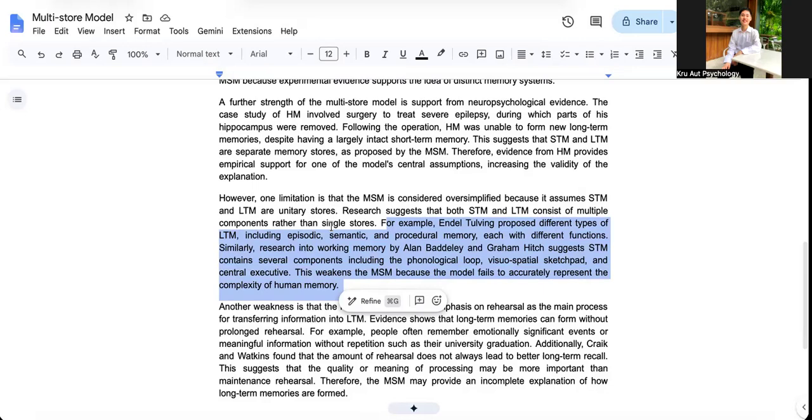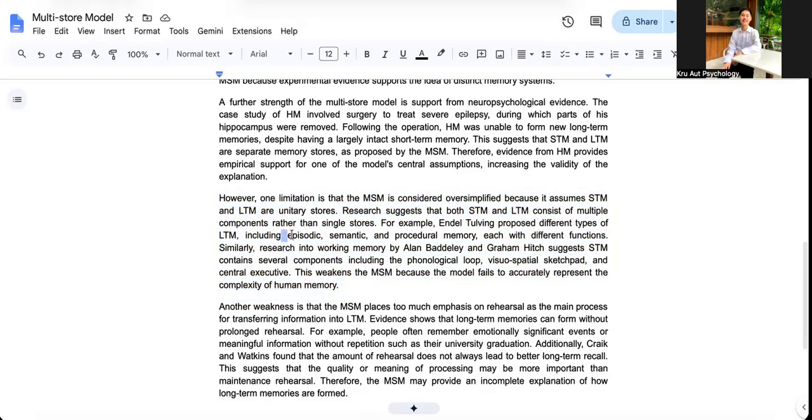Similarly, research into working memory by Alan Baddeley and Graham Hitch suggests short-term memory, which is working memory, contains several components, including the phonological loop, visuospatial sketchpad, and central executive. This weakens the multi-store model because the model fails to accurately represent the complexity of human behavior. That's enough for full marks in this paragraph because we're saying that there are many types of short-term, many types of long-term, and we refer to the names of those.